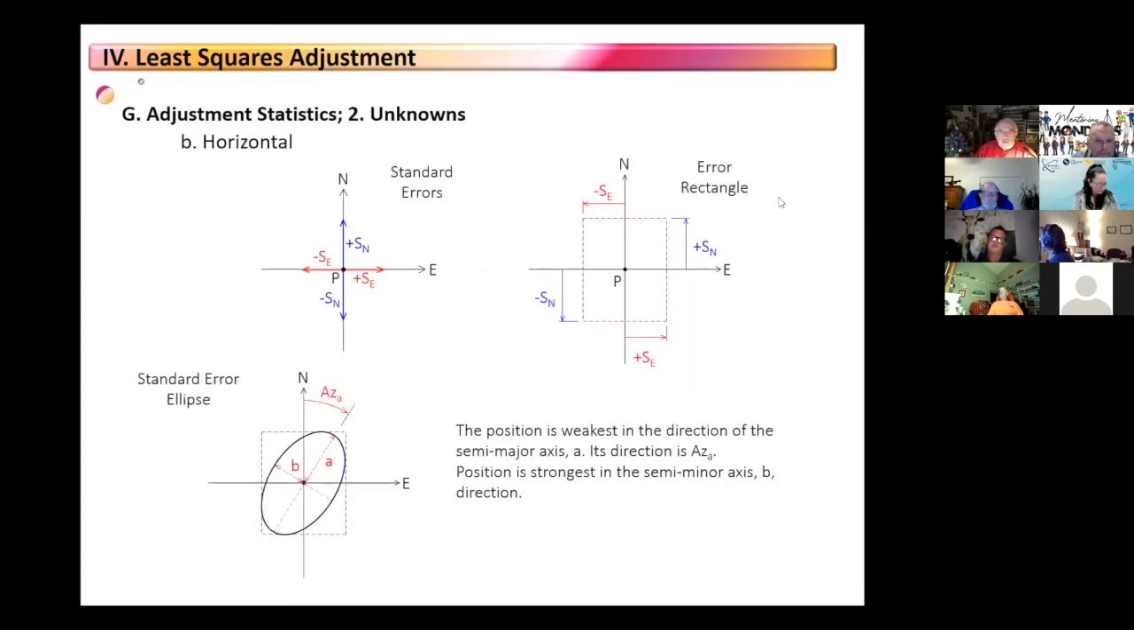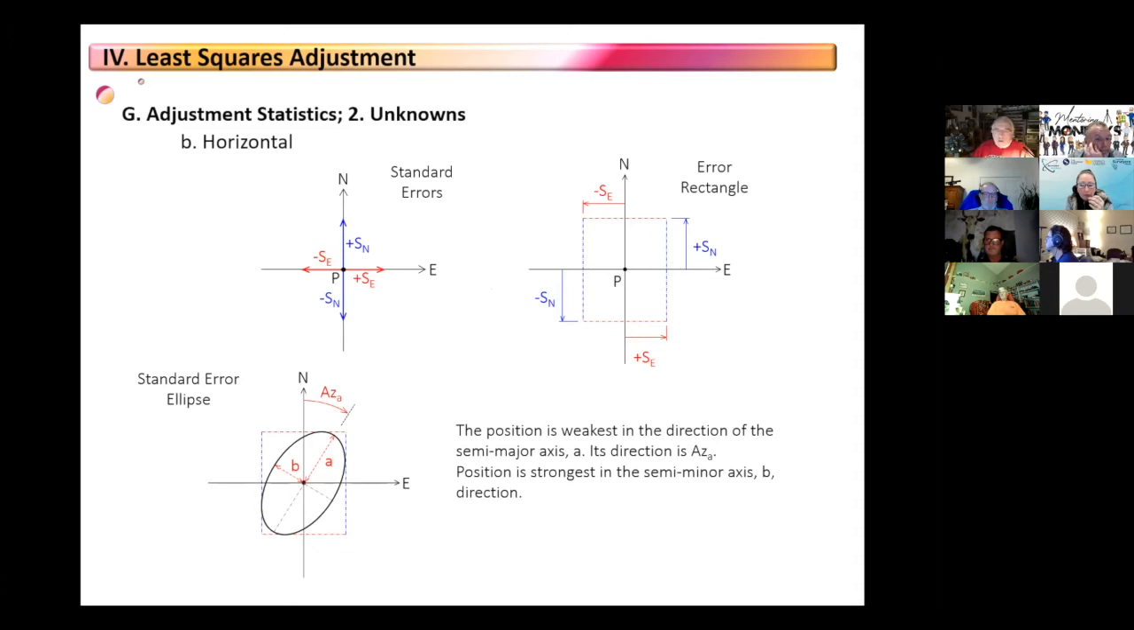If I were to look at that in a plan view now, here's my adjusted point with its best representation of its position. There's a standard deviation in the easting coordinate, the standard deviation in the northing coordinate, and I can create around it what's called an error rectangle. Now, an error rectangle is just kind of like the worst case scenario. It's the biggest type of thing.